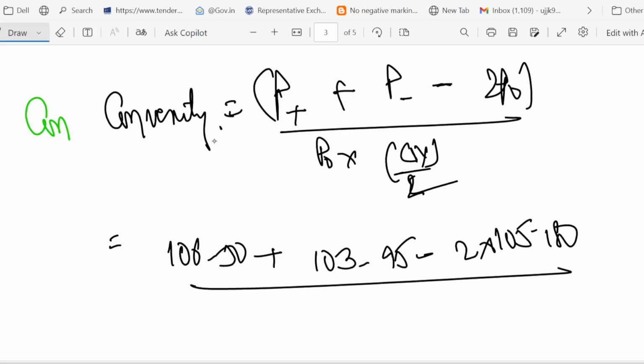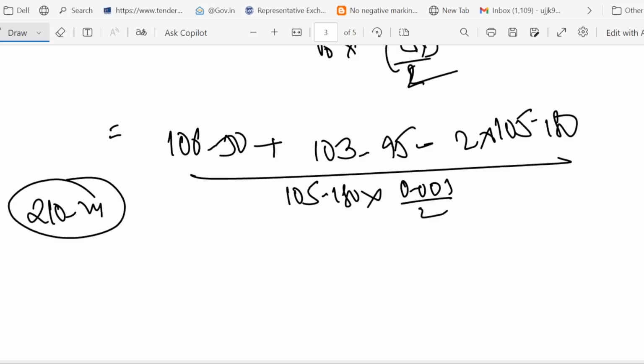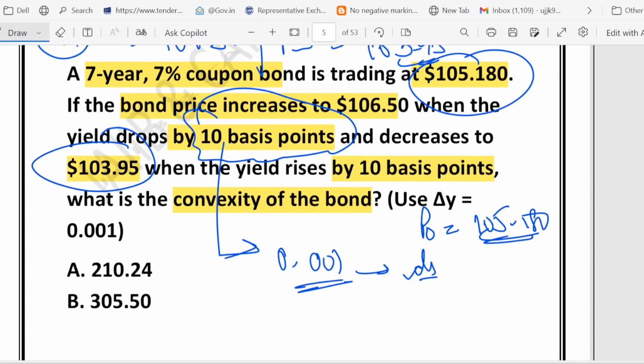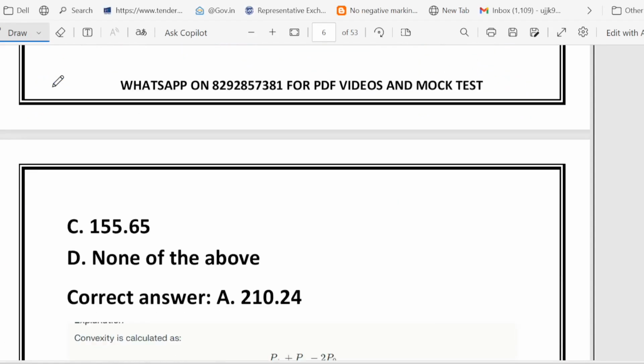Now what is P naught here? P naught they have given 105.180. And delta y they have given 0.001 upon 2. So if you calculate it, you would get 210.24. That is your convexity, isn't it? Now if you look at the options, you can see directly that one option is the correct one. The other options are not matching the data, that's why they are wrong. I hope this is crystal clear right now.